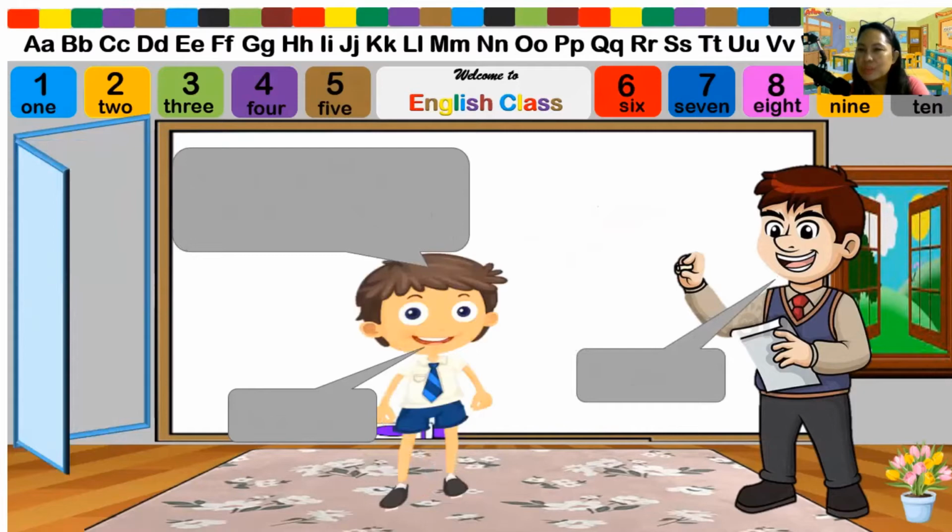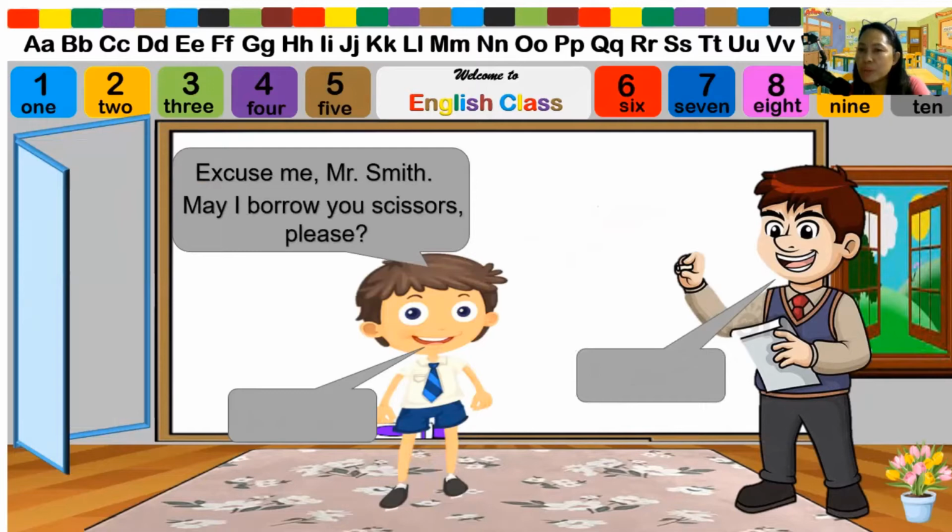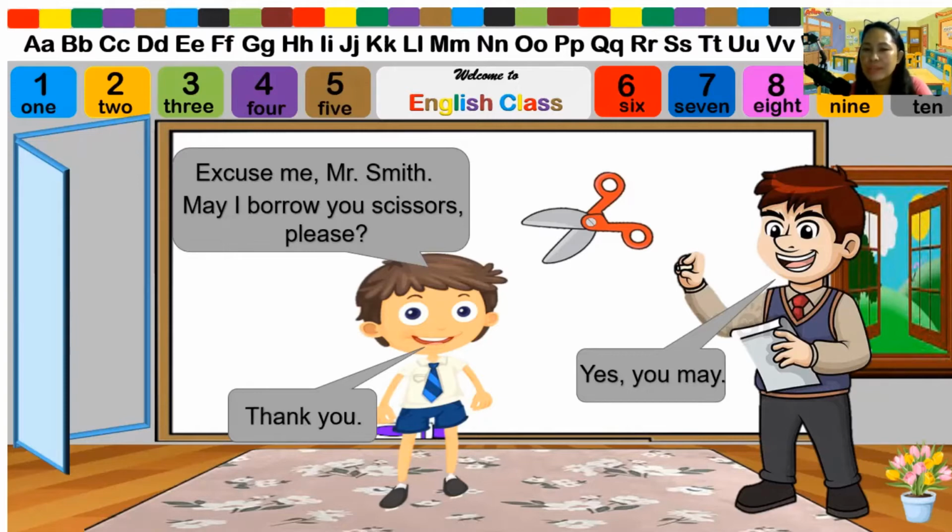All right. So how do we call the attention of Mr. Smith? Good job. We say, excuse me, Mr. Smith. May I borrow your scissors, please? And then if Mr. Smith has scissors, we say, yes, you may. Okay, or if he is allowing us to borrow, of course. And then we say, thank you.